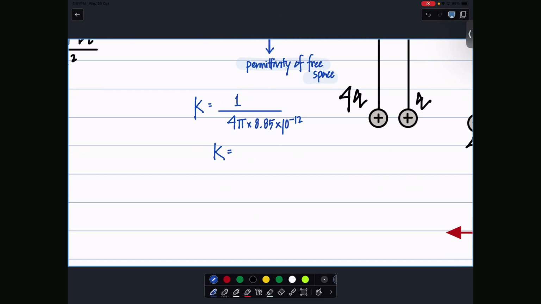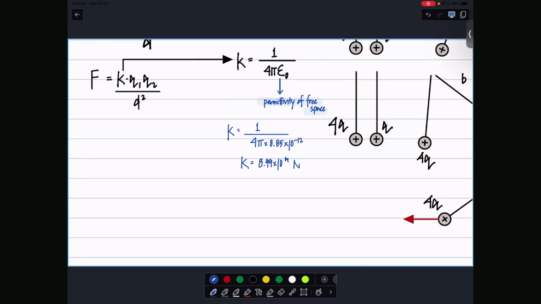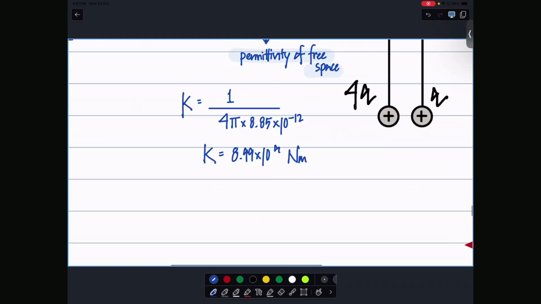I'm going to get on to something, so if you tell me the value I can tell you what's going on here. It should be 8.8. No, K, which is also in your calculator, I believe. Yes, it is 8.99 into 10 to the power 9. This is Newton meter square per coulomb square.